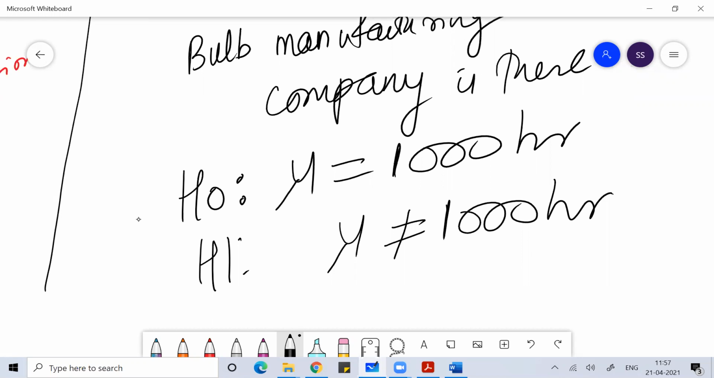Imagine the bulb's average life becomes more than 1,000 hours, then also it's not good for the company. It means that once you buy the bulb, you will use it for a very long period of time, and then you will not come back to the shop to buy another bulb. Then how will the sales happen?